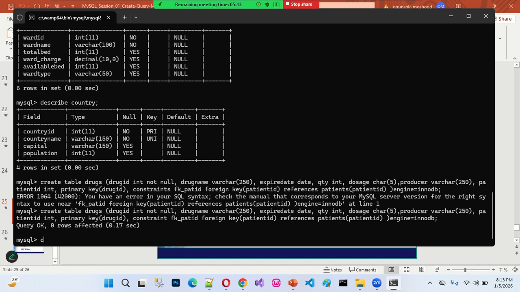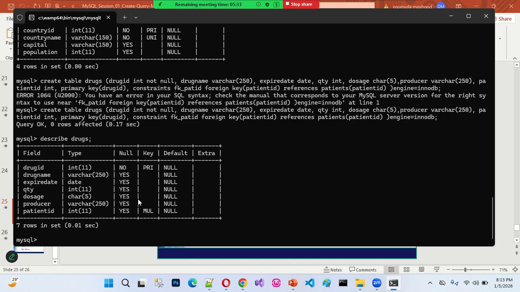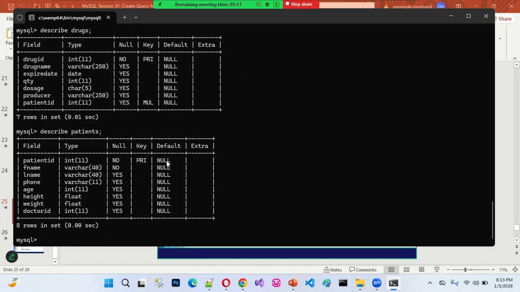So if I come down here now to say describe drug table, you see the structure for this drug table. Can you see? When you see MUL, it means this is a foreign key constraint. So again, if I say describe for the table that has a primary key, which is the patient table, it will be patient here now. You can see now this patient here is a primary key, while the patient ID in the drug table here is a what?